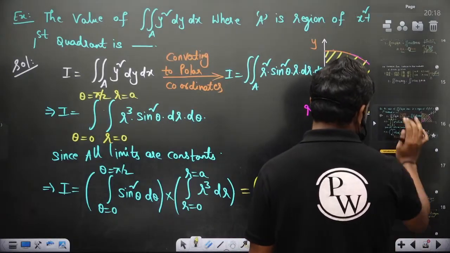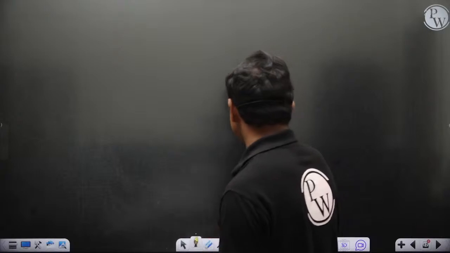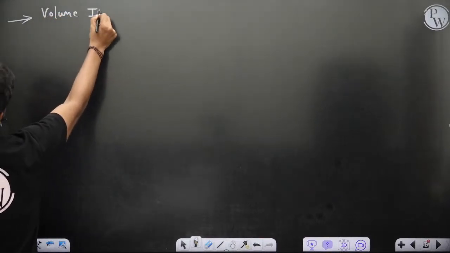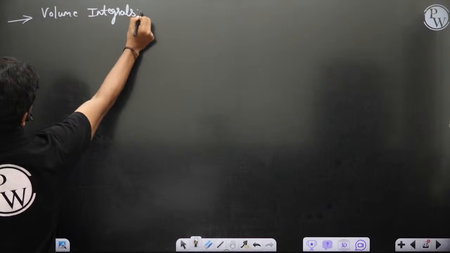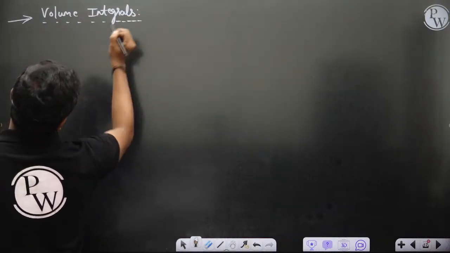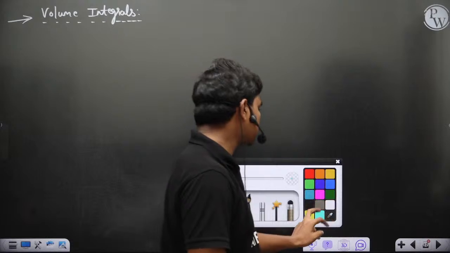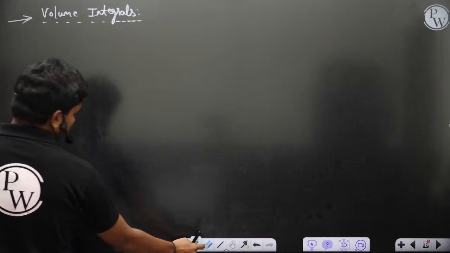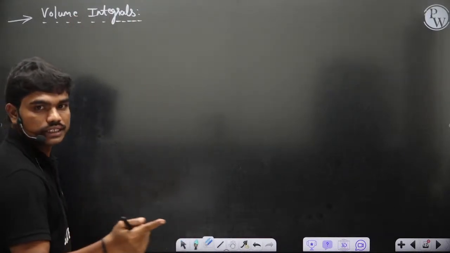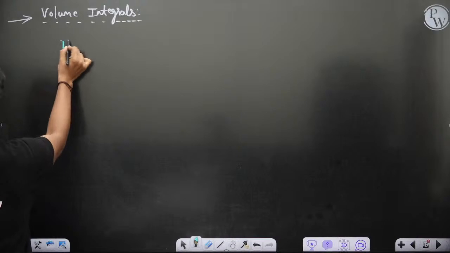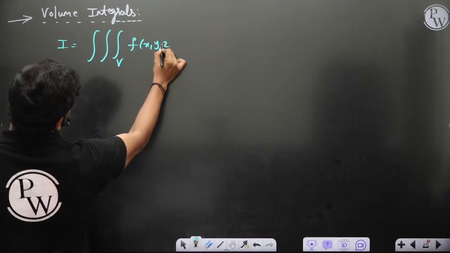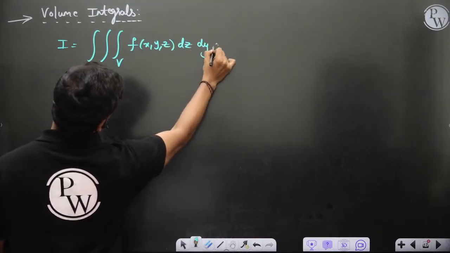So let's do something on volume integrals. All this is 2D integrals we have done. Basically let's go for 3D. It's a very natural generalization, that's why I have thought of keeping it at the last. In fact, I would teach this in much more detail in vector calculus, of course. So let's see volume integrals actually. I is equal to the integral over the volume of some function of x, y, z, dz, dy, dx.